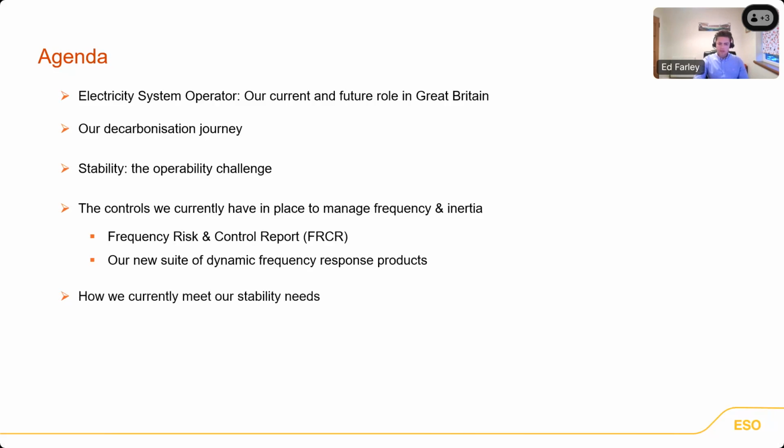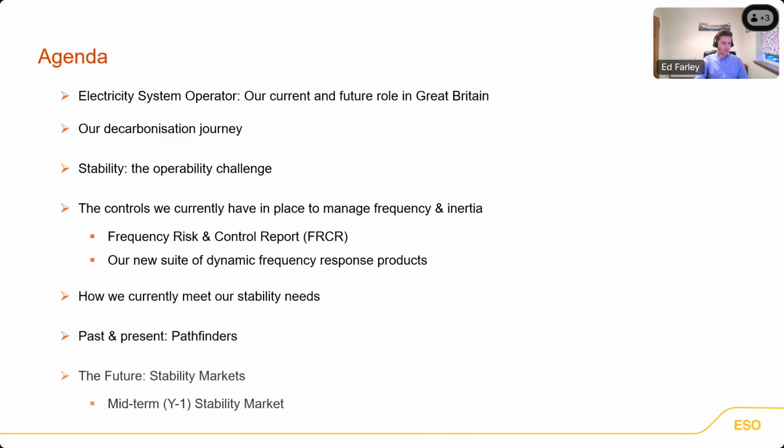Share a little bit of information on how we currently meet our stability needs and how this has transitioned over the last few years. As Charlie mentioned in his introduction, we've ran a series of Pathfinders, so I'll share a little bit of an overview about what they are, what they've done, and then get to the exciting stuff about what we're doing on stability markets here and now, and how we expect these to transform in the next few years.